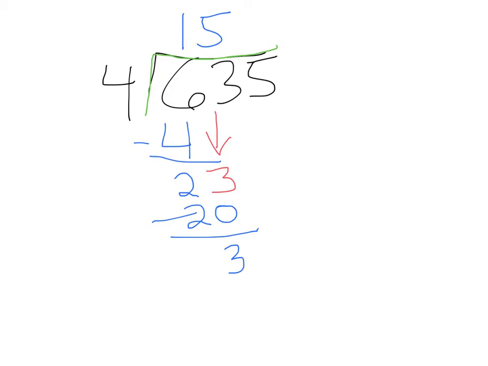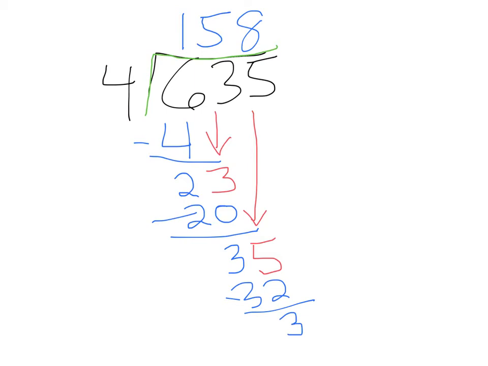But I still have one more number to bring down, so I'm going to bring down my 5. So now I ask myself, how many times will 4 now go into 35? And 4 will go into 35 8 times. I'm going to put 8 up here because 8 times 4 is 32. When I subtract, I get a remainder of 3. So that's my division of whole numbers. My answer here would simply be 158 with a remainder of 3.